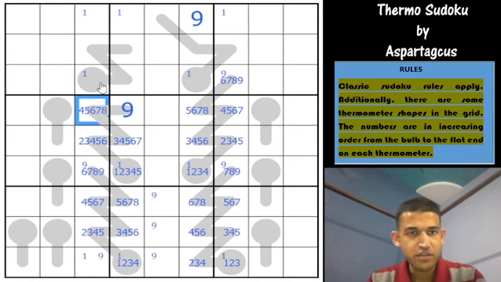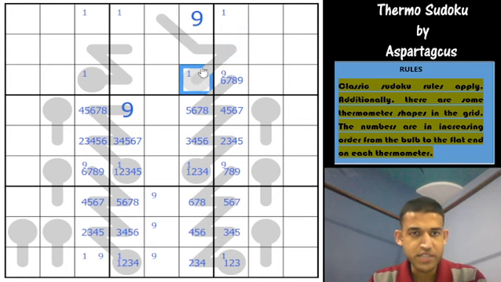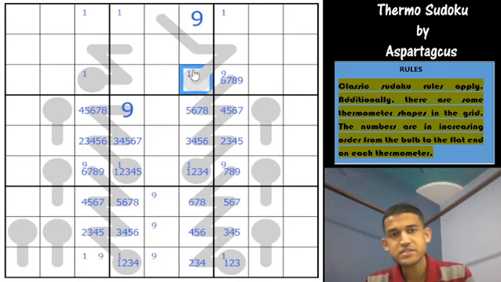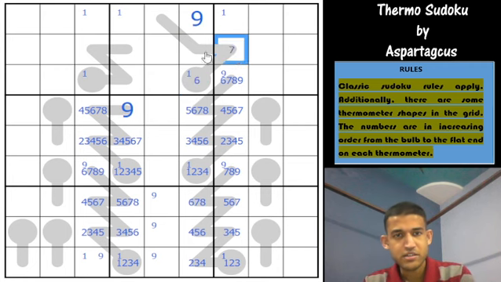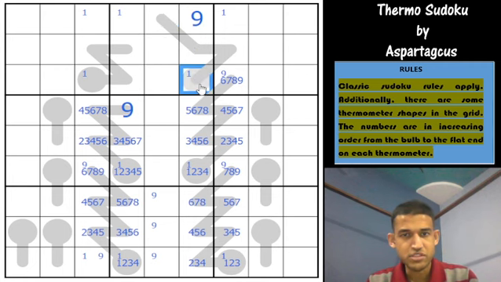And now, we have one more 4 cell thermometer, right? So let's start with this one. We know that the maximum value that can get into the cell is an 8 because of the 9 here. Which means this can maximum be 5, because if you have 6 here, this quickly becomes 7 8 9, and that is a violation. So this is maximum 5.